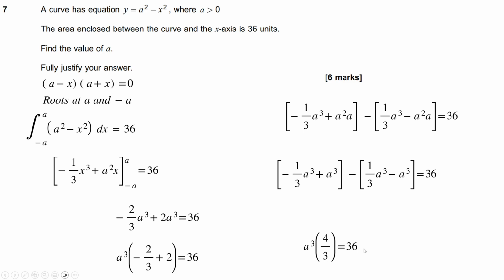And then multiply by 3, divide by 4. Or first divide by 4, which is easier, and then multiply by 3, so it's 27. And then just cube root on both sides, so you get a equals 3.